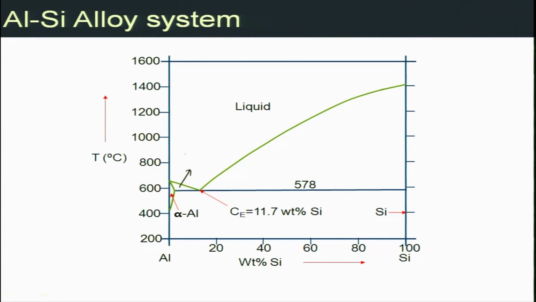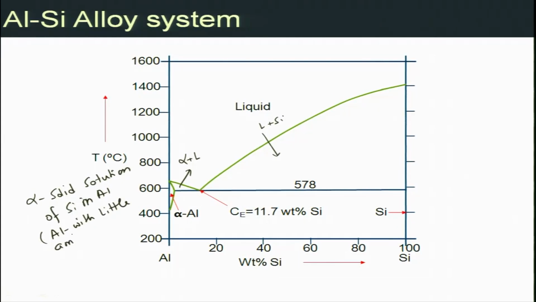So, within this we will have alpha plus liquid. Here we will have liquid plus silicon. Okay. This alpha is basically a solid solution of silicon in aluminum. So, basically it is aluminum with a little amount of silicon. Okay. And at the eutectic you will have alpha plus silicon.